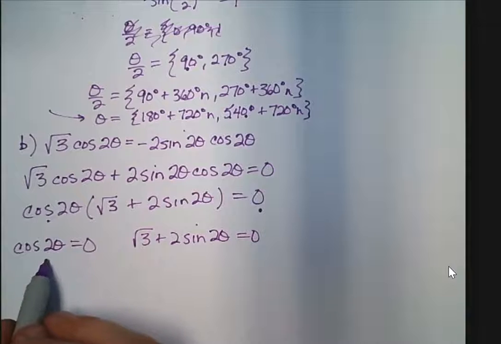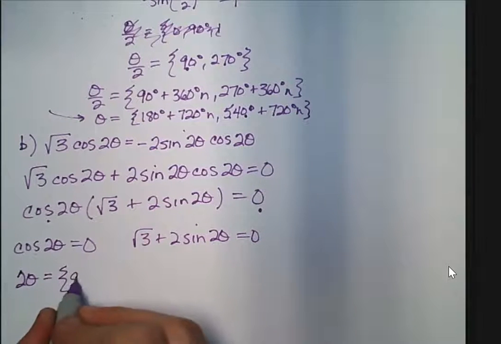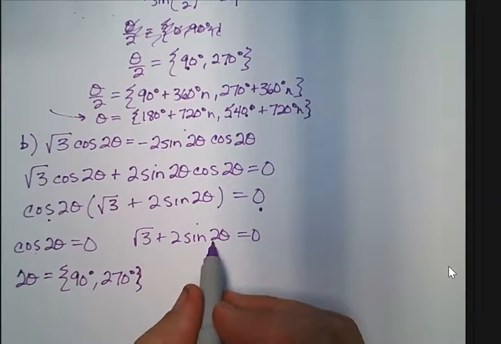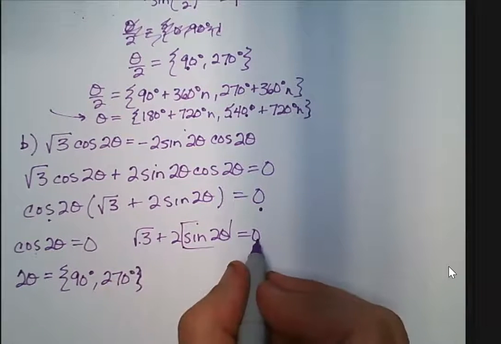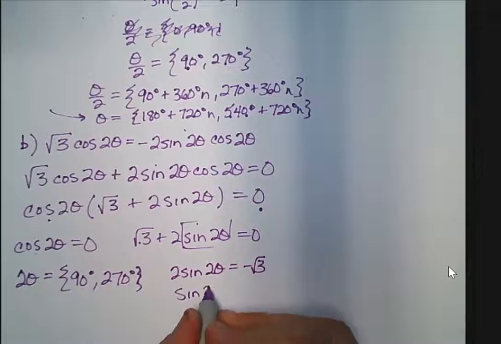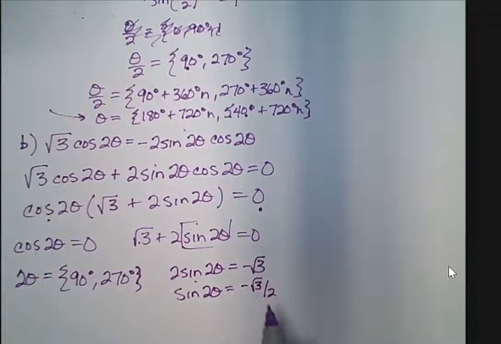Let's start with this one, and we're solving for the 2 theta first, where cosine is equal to 0 in degrees is at 90 degrees and at 270 degrees. If we solve this one, we want to solve it first for the sine of 2 theta. That means subtracting the square root of 3 from each side, and then dividing by 2. That gives us sine of 2 theta equals the negative square root of 3 over 2. There should be 2 places between 0 and 360 where this is true. Since this is negative, that would be in the 3rd quadrant and the 4th quadrant.